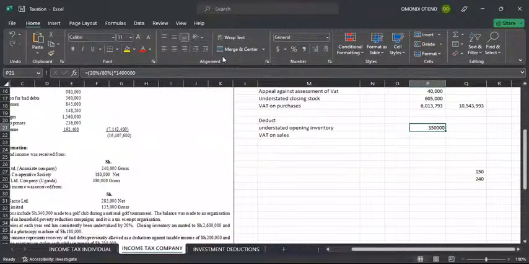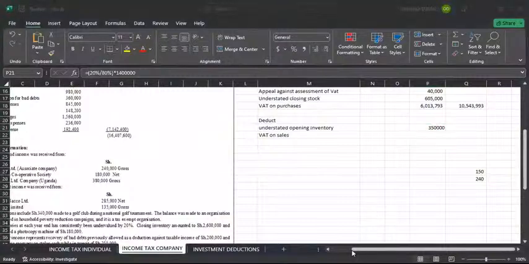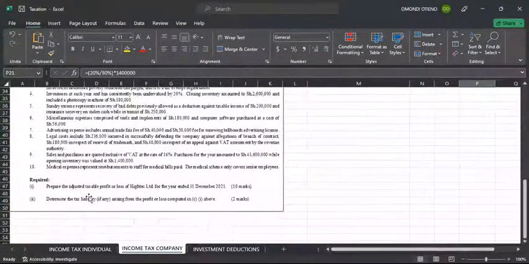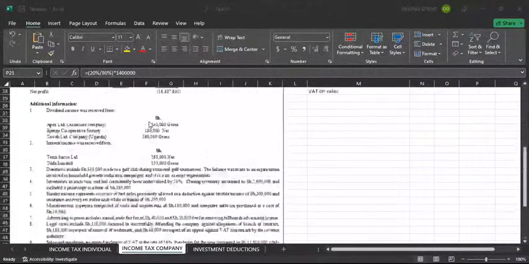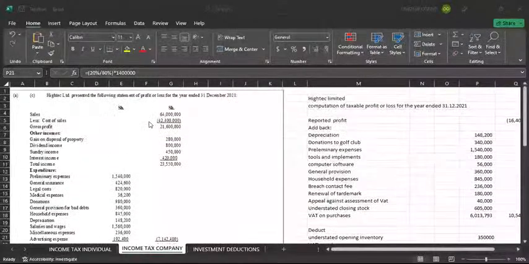Then the next one, still under that information, we have this figure here. We are told that sales and purchases are quoted inclusive of VAT at the rate of 16%. Purchases for the year, 43,600, while opening inventory was that. The value for sales, do we have it? Do we have the value for sales given to us? The value for sales is given up here as 64 million.